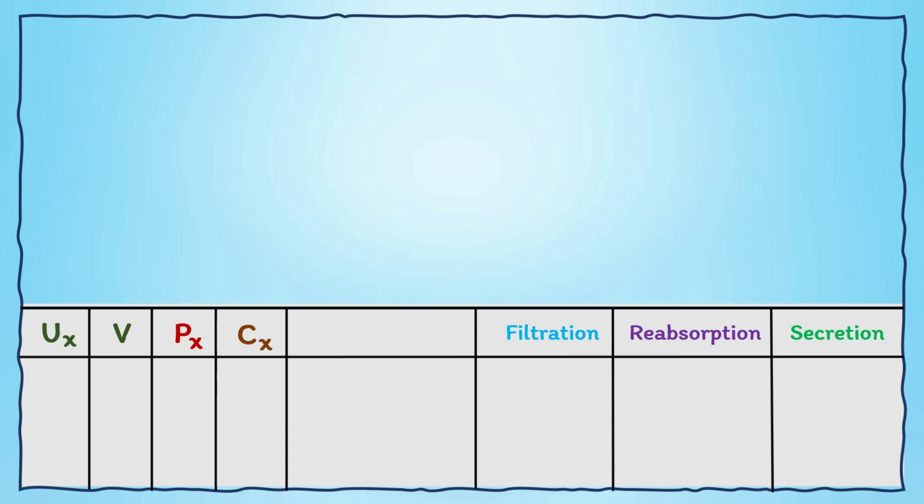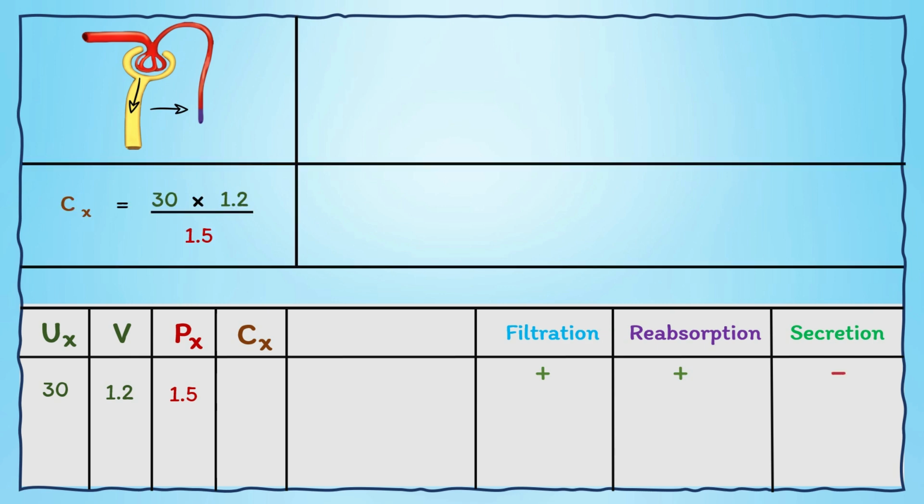Now, let's understand the effect of filtration, reabsorption, and secretion on this clearance. If volume of urine flow is 1.2, concentration of the substance in plasma is 1.5, but concentration of the substance in urine is 30, it means the substance is filtered, reabsorbed, but not secreted. Putting the values in the equation, the clearance is 24.